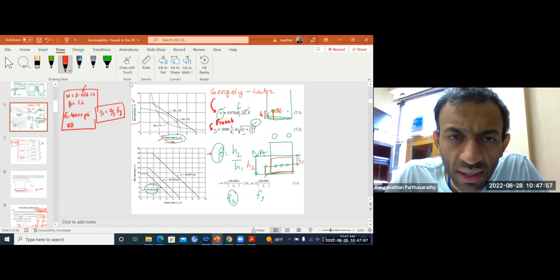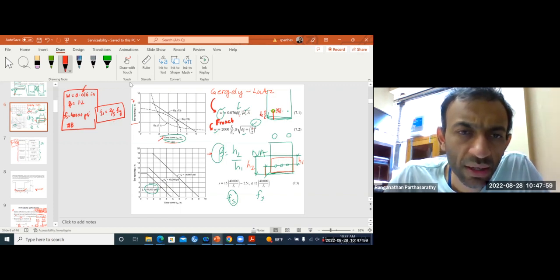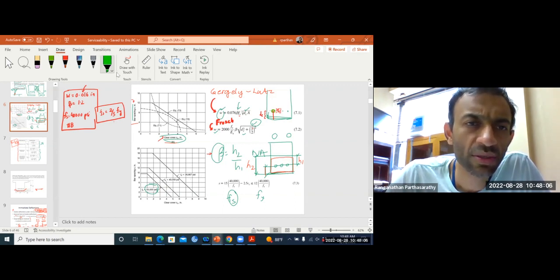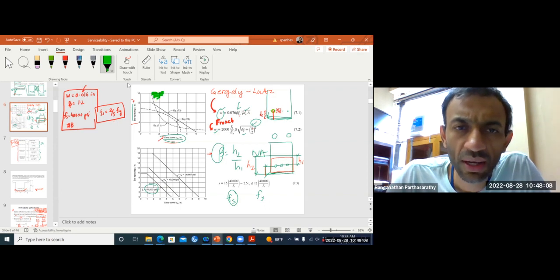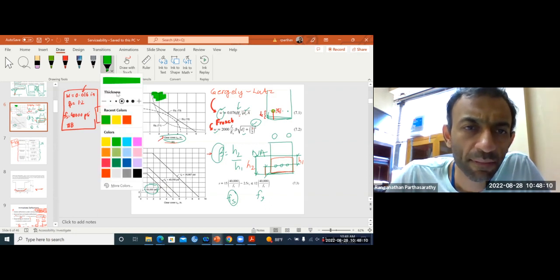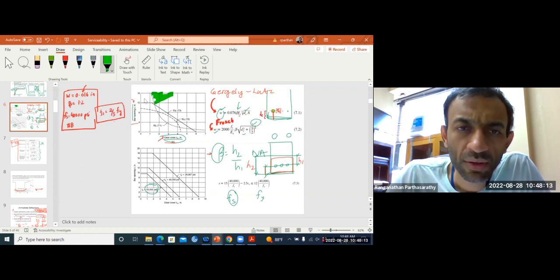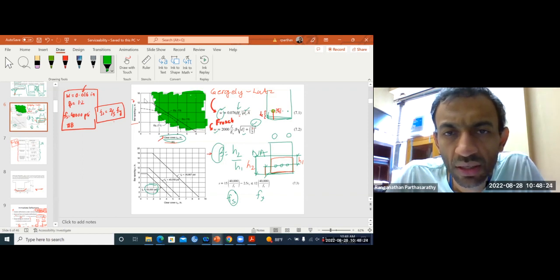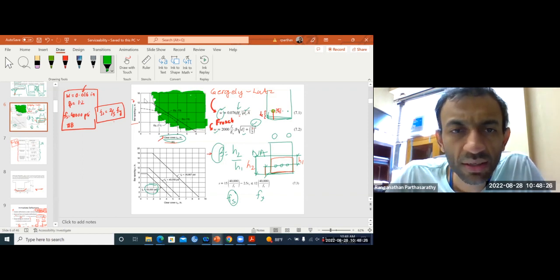It looks like that. That means you have to stay out of this region. So let me just use a shade. So 7.1 is saying that I have to stay in this region. That is my safe region.